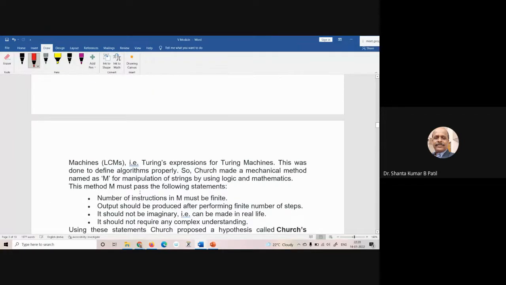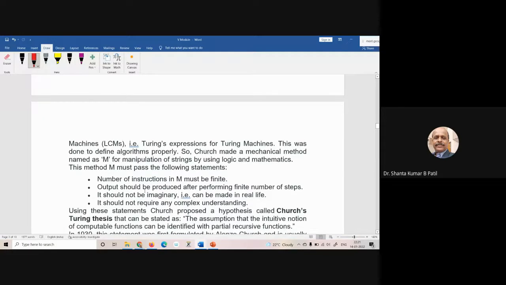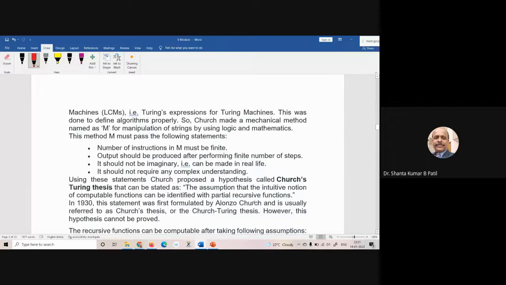This method M must satisfy the following statements. The number of instructions in M must be finite because it is a finite machine, so it performs operations in finite time. Output should be produced after performing a finite number of steps. It should not be imaginary; it can be made in real life. It should not require any complex understanding.